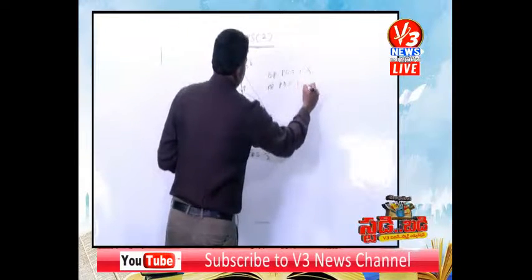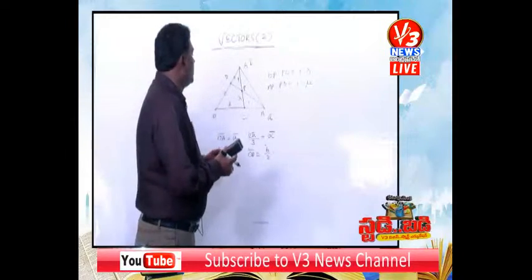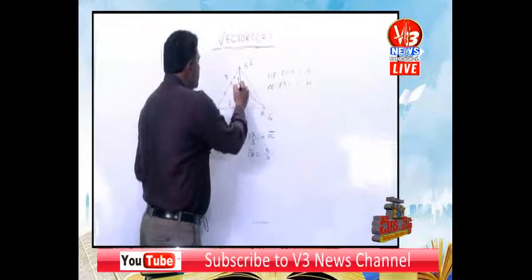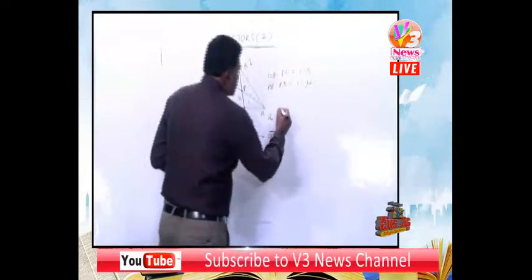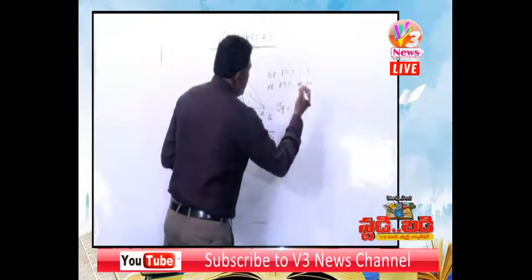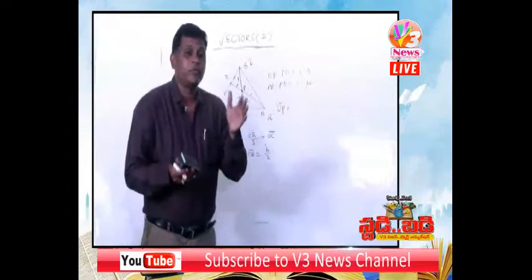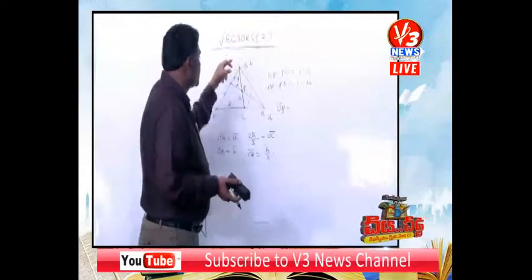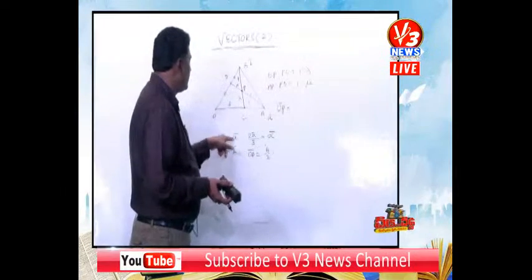Yeah, 1 is to mu I am taking. Now this is the 1 is to mu ratio and this is the 1 is to lambda ratio. Now the position vector of P, OP bar, equals, apply the section formula. First of all, apply it for AD here.